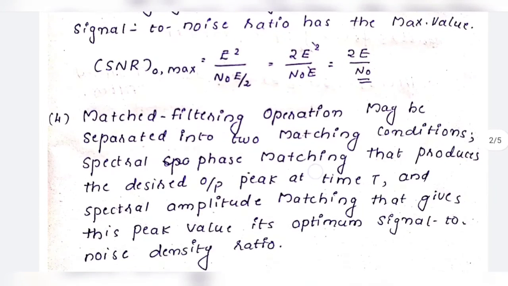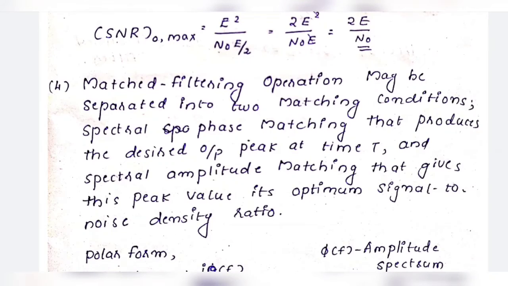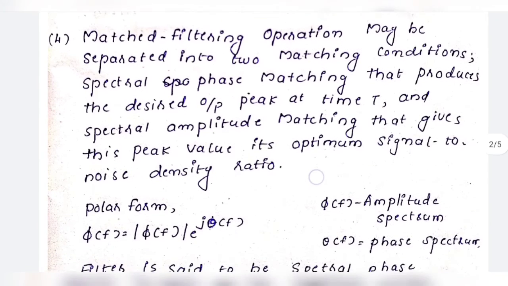Now, the fourth property says that matched filtering operations may be separated into two matching conditions: spectral phase matching that produces the desired output peak at the time T, and the spectral amplitude matching that gives the peak value its optimum signal to the noise density ratio.